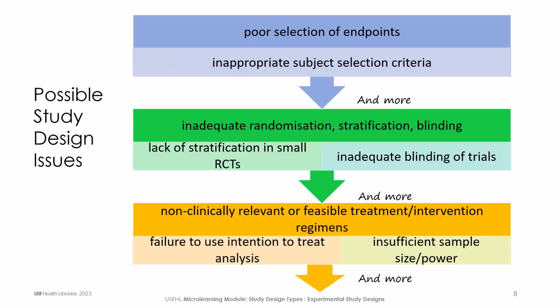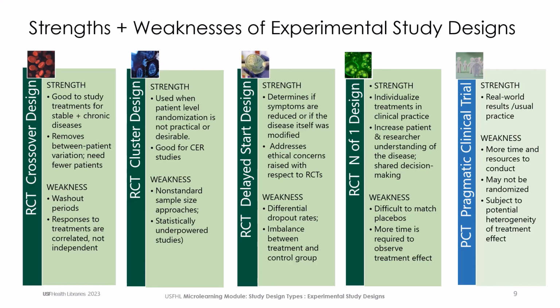When examining the relationship between an explanatory factor and an outcome, it is critical to identify study design issues. This slide is just a very short list, not in rank order, of possible problems in the design of experimental studies. They range from poor selection of endpoints, inappropriate subject selection criteria, to inadequate randomization, stratification, and blinding, to non-clinically relevant or feasible treatment intervention regimens, oftentimes compounded with the failure to use intention-to-treat analysis, or insufficient sample size and power. Any study design has strengths and weaknesses.